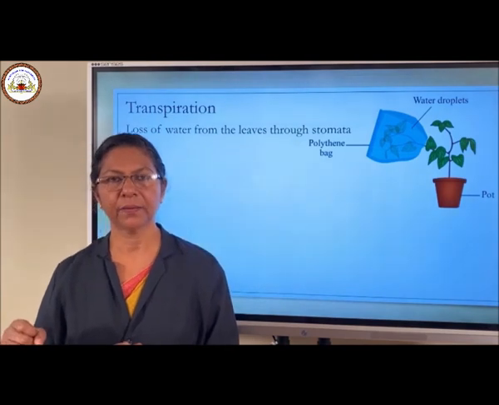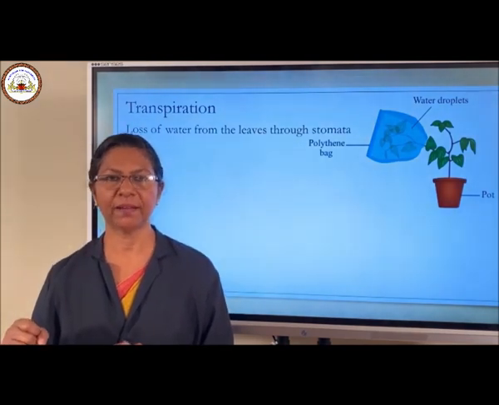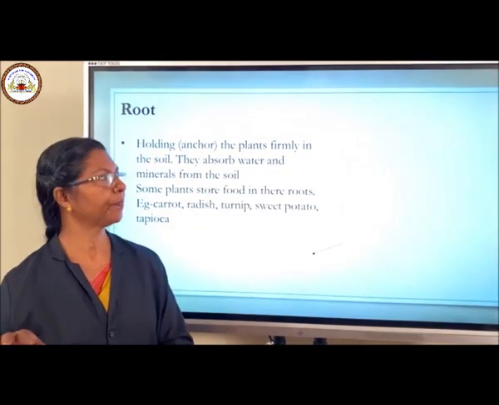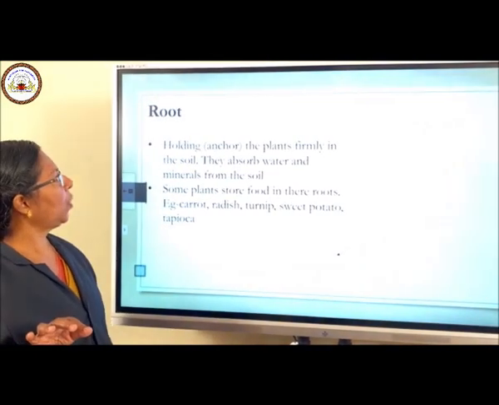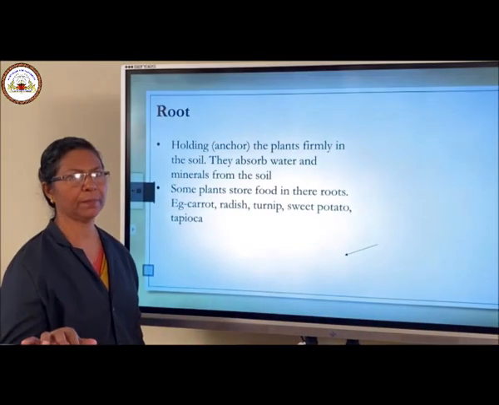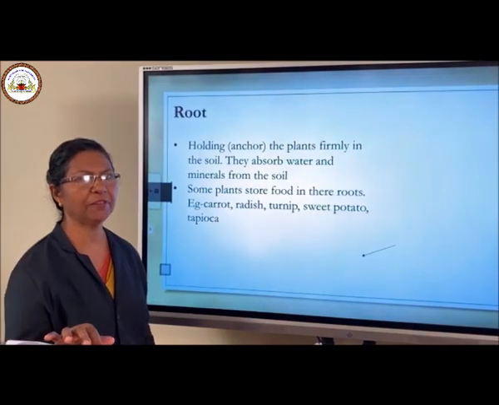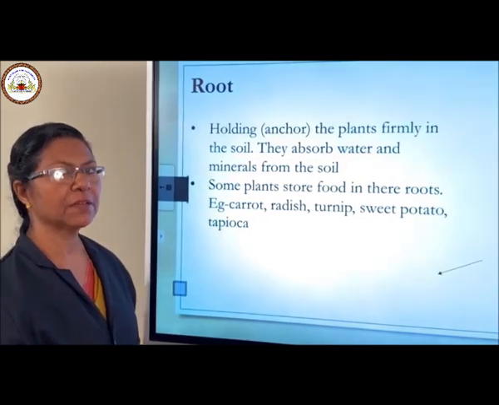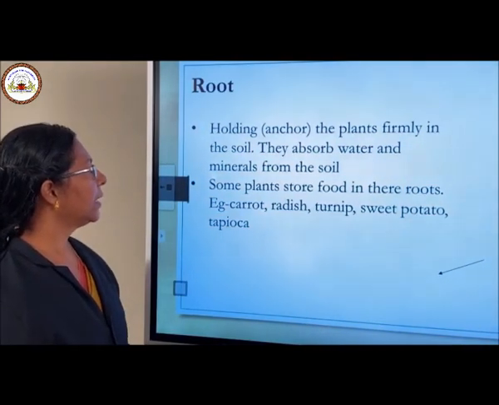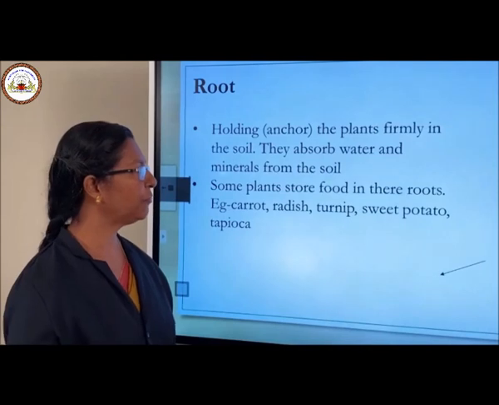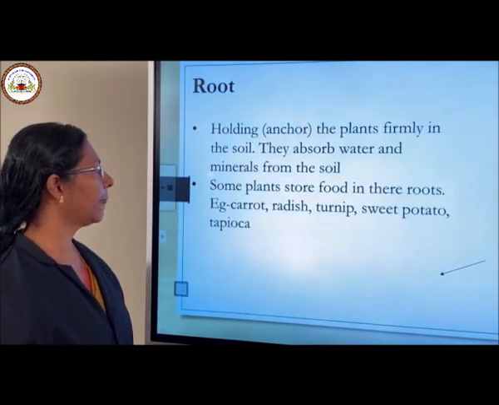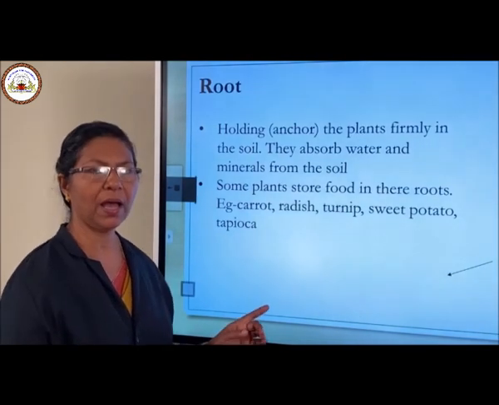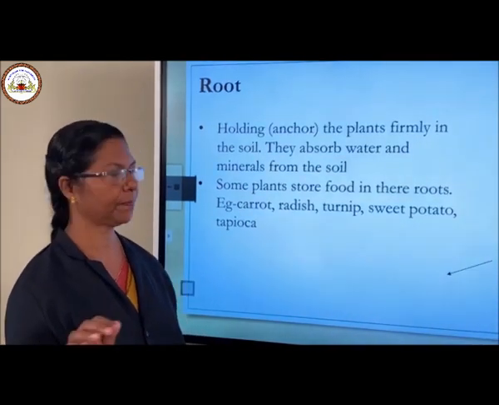Next, the part of the plant we have to study is the root. What is the function of root? Roots help in holding the plant firmly in the soil. Holding means anchoring the plant firmly in the soil. And they absorb water and minerals from the soil. Some plants store food in their roots. Examples are carrot, radish, turnip, sweet potato, tapioca, and these are all edible parts.